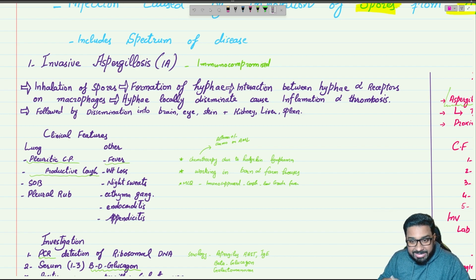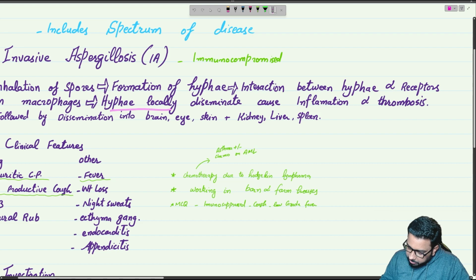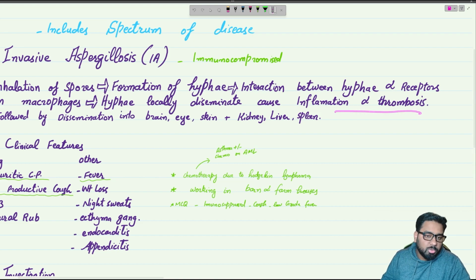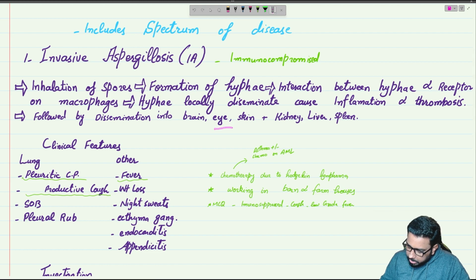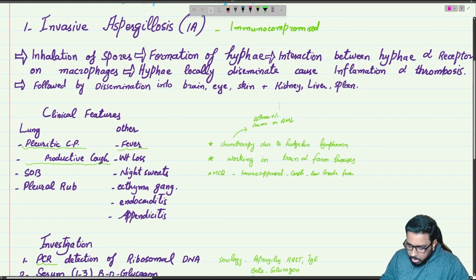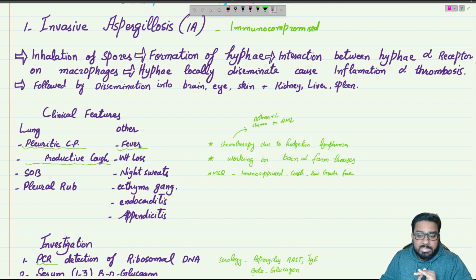Obviously the fungal part will take over the macrophages because the person is immunocompromised, and then those hyphae disseminate locally and cause inflammation and thrombosis, and this dissemination can then go to brain, eye, skin, kidney, liver, spleen, anywhere. Obviously, it can cause symptoms of all these things. But from the exam point of view, mostly we will see the respiratory symptoms are more dominant.